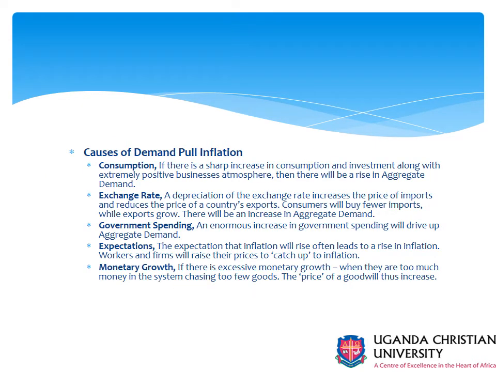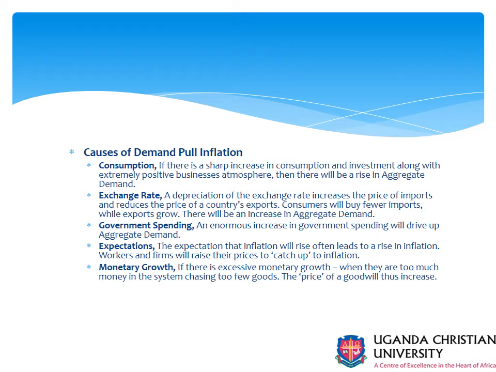So these are the causes of demand pull inflation: consumption, the exchange rate, government spending, expectations, and monetary growth. So all these can be associated with demand pull inflation. We look at demand pull inflation as aggregate demand exceeding aggregate supply. And what can cause aggregate demand to increase?